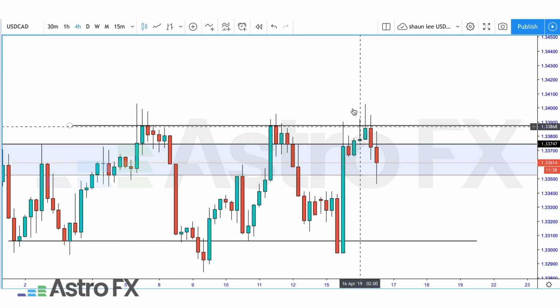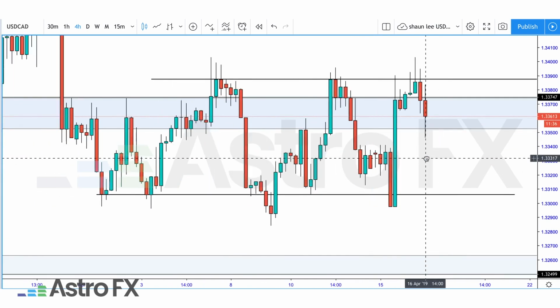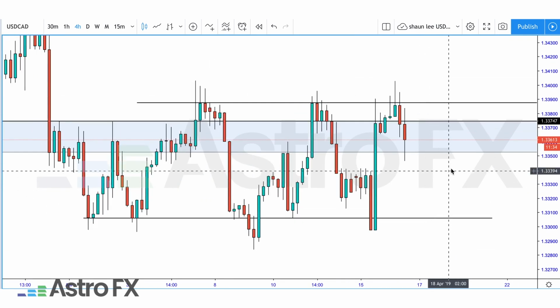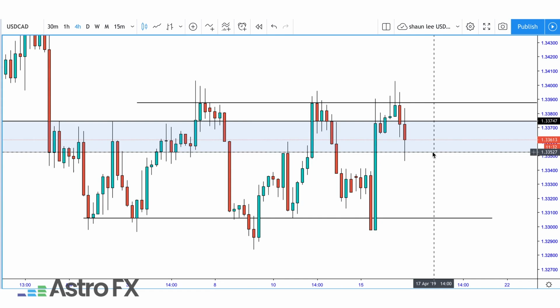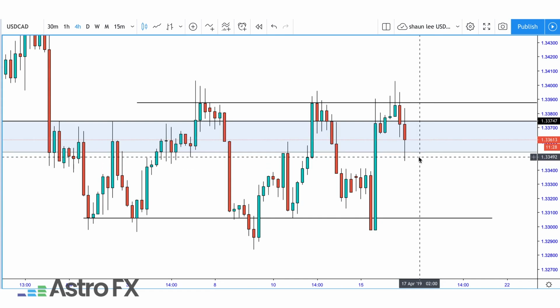We refer back to the 3-pin formation video, and yeah, we can take it down to the support. But due to the indecisiveness on USDCAD from the daily time frame, it can spike back up.